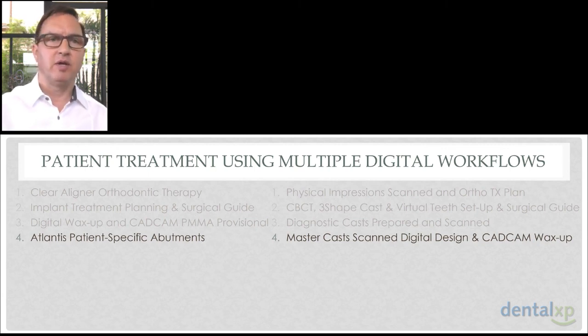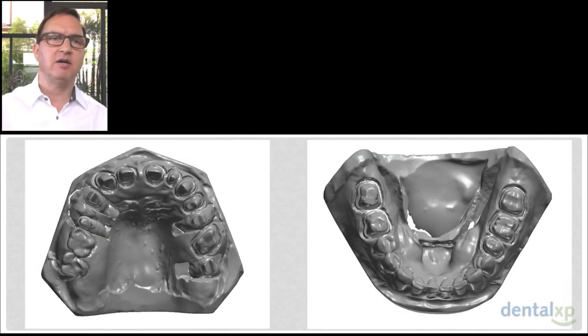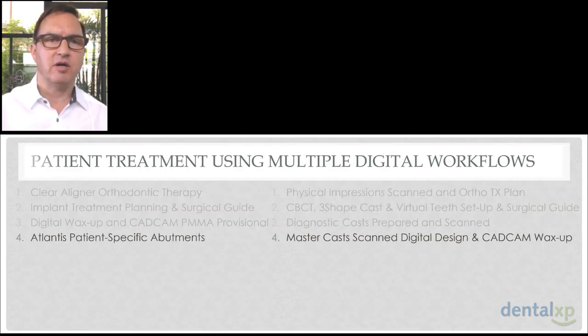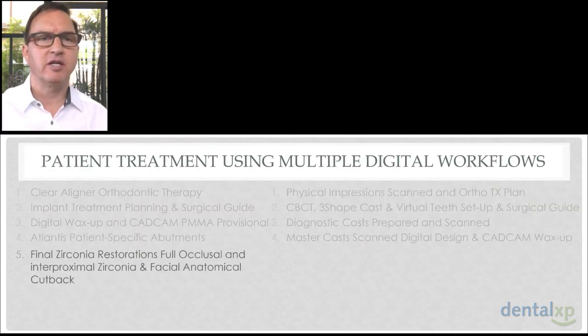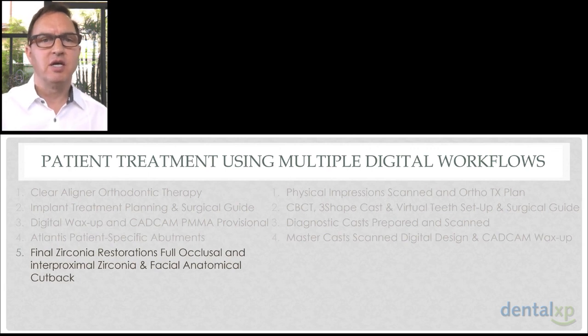From that, we received the custom abutments that you see here in tooth positions numbers 4, 6, 13, and 15. Those are Atlantis abutments. The rest are natural teeth. With the final impressions, we would like to eventually go on to making zirconia full occlusal and proximal restorations, with an anatomical cutback for the layering of feldspathic porcelain.